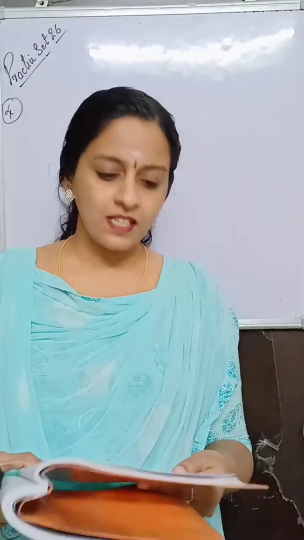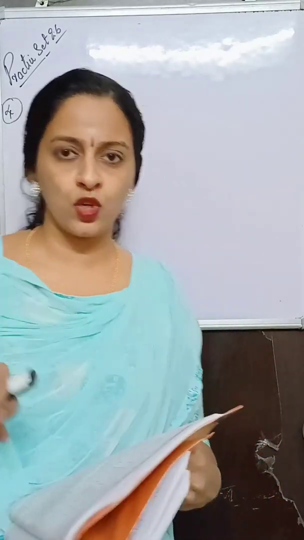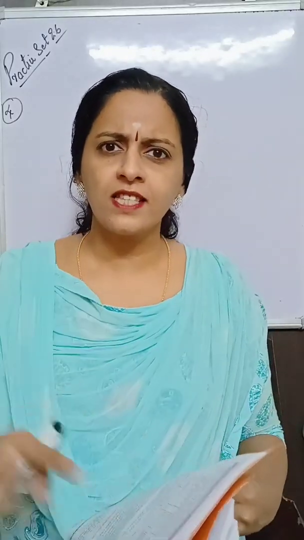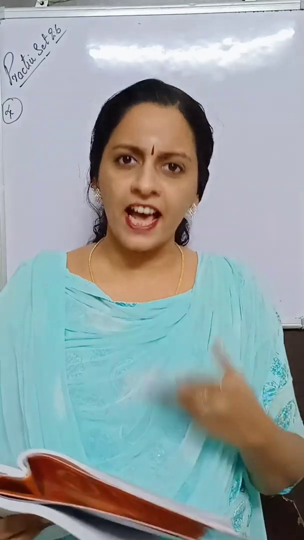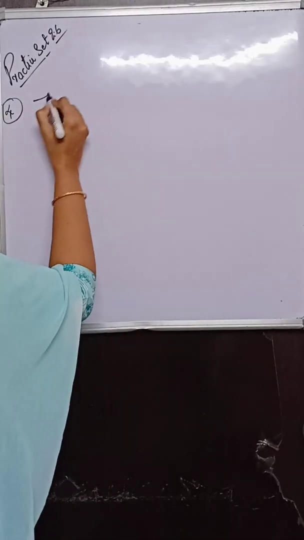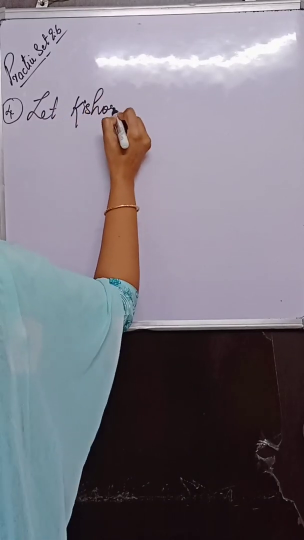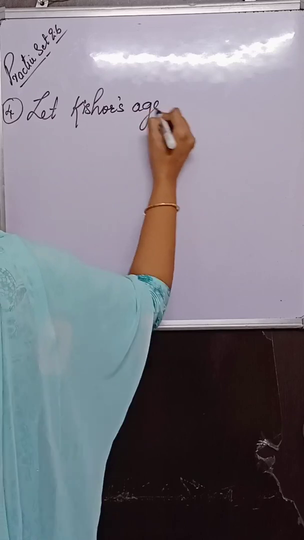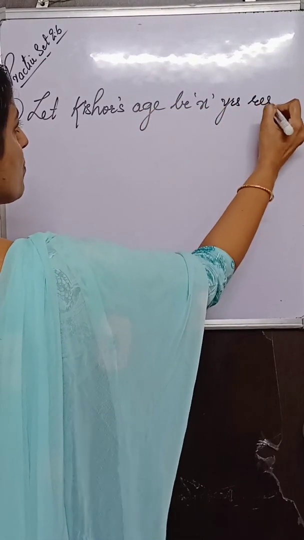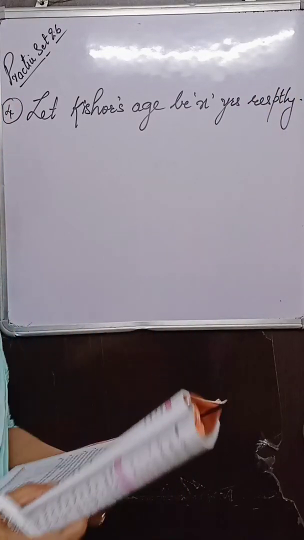The question is, Vivek is older than Kishore by 5 years. So let us suppose Kishore's age as X respectively. Let Kishore's age be X years.